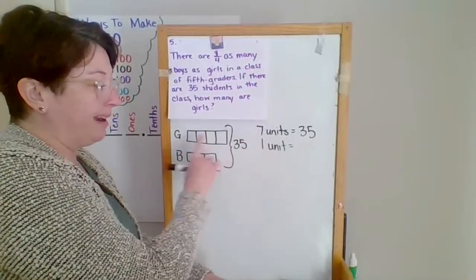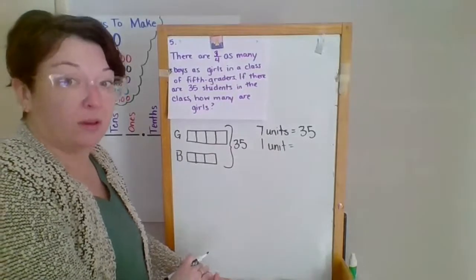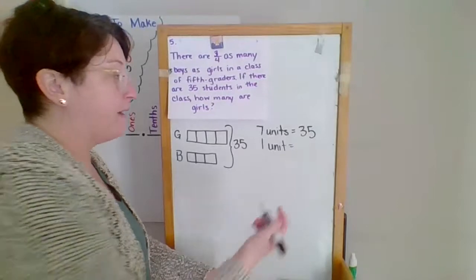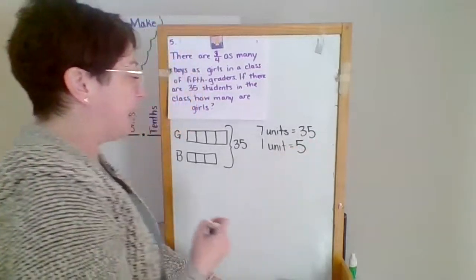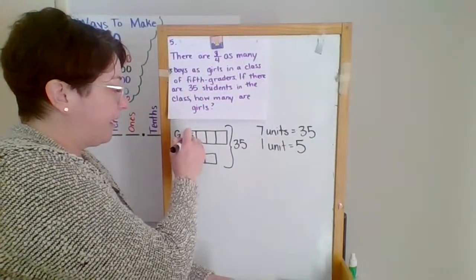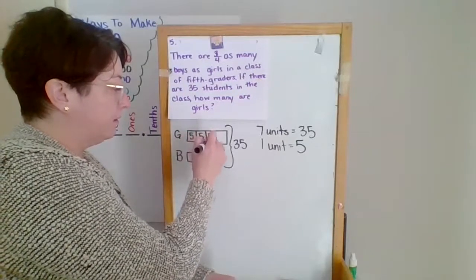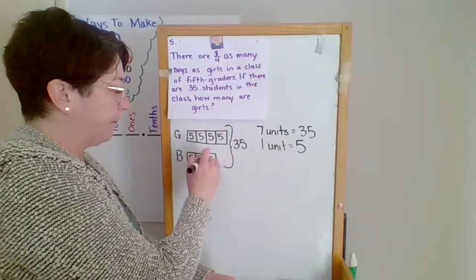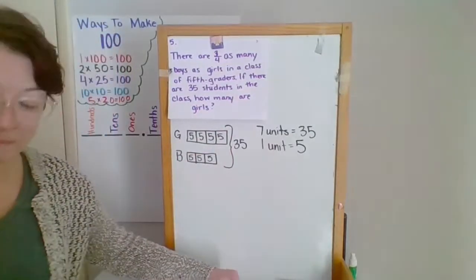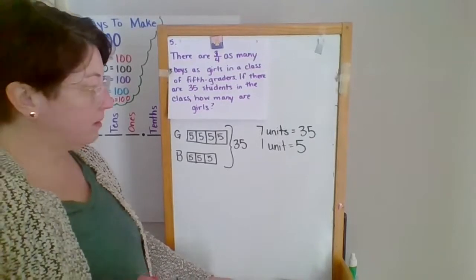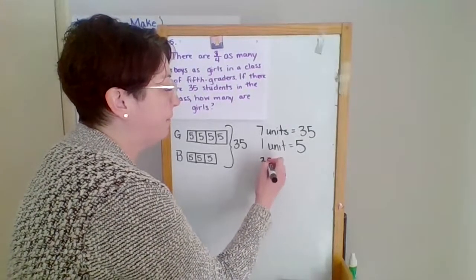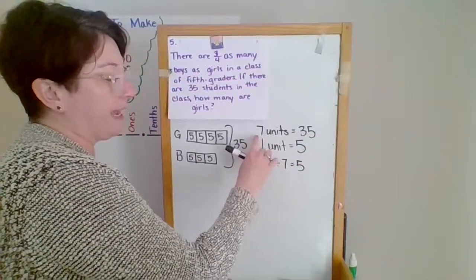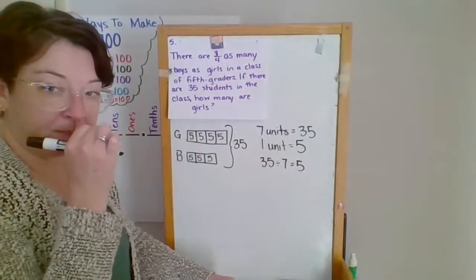So how will I find what 1 unit is? Well, I know the total and I know that there are 7. So if we take 35 and divide it by 7, we get 5. So each one of these units is 5. So I can fill that in. So what I did was 35 divided by 7 equals 5. The 7 was because I have 7 units in all.